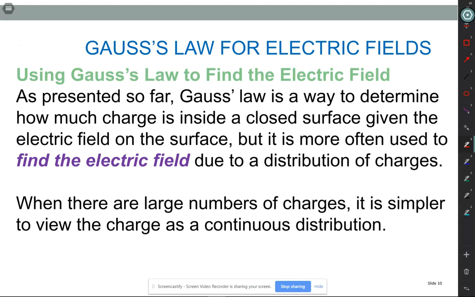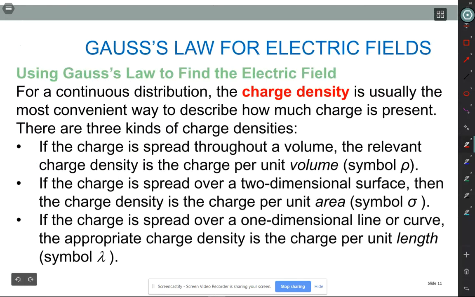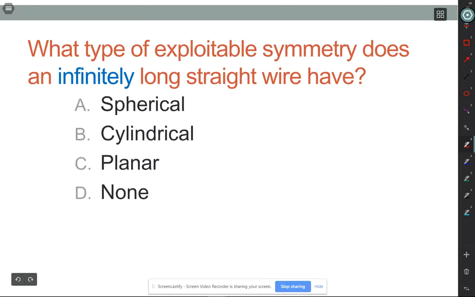So let's make sure that we can do some problems with Gauss's law. And I'm going to skip over this. This is just saying how charge can be distributed. We already saw that when we did Coulomb's law. It can be on a surface, it can be in a volume, or it can be on a line. What type of exploitable symmetry does an infinitely long straight wire have? This is not like your homework problem 1. This is infinitely long. Yeah, I think I'd say planar, but I don't know why.